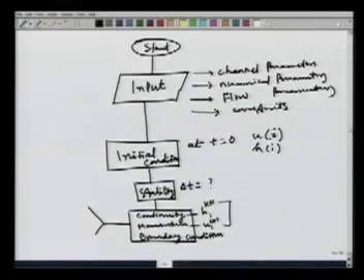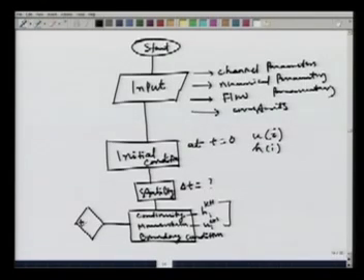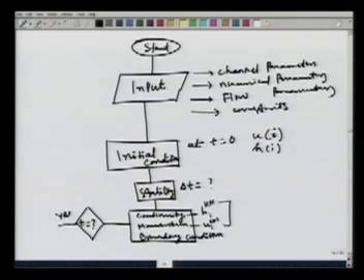Then we should go for the next time step, but before that I should verify. This diamond shape indicates a logical statement, so I should verify whether I have reached the required time level or not. So T here is verified. If I have already reached the required time level, then I should stop. If I have not reached the required time level, I should repeat.